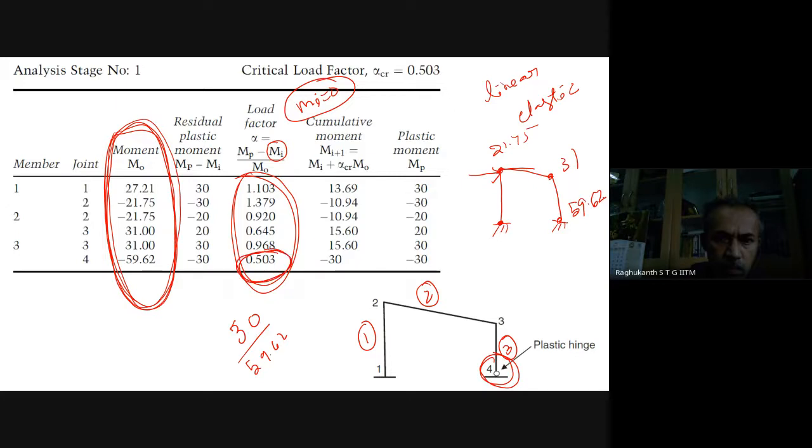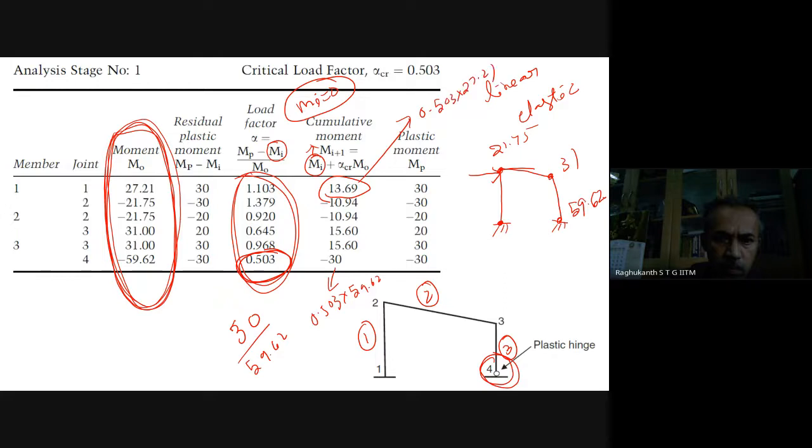Now you find out the cumulative moment. The MYs are zero for the starting case. So alpha into M naught: this is 0.503 into 59.62. Then for the top one, this is 0.503 into 27.21.